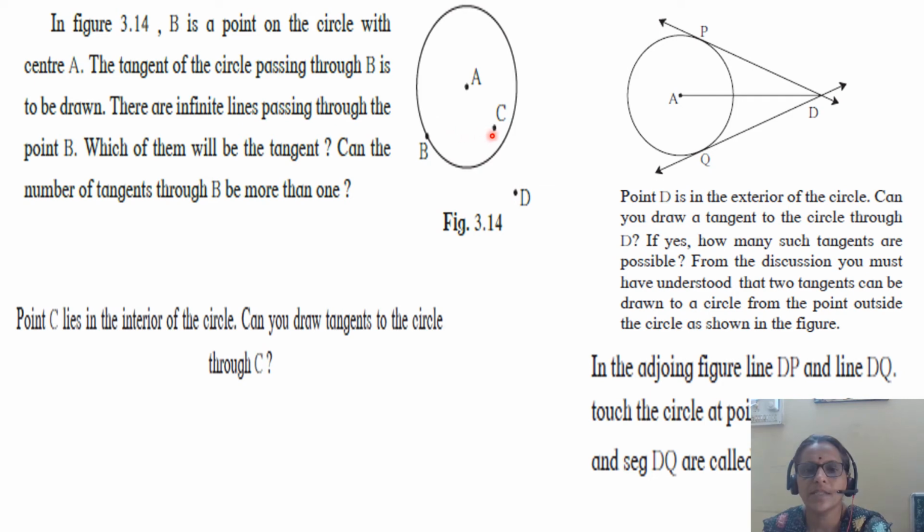Point C is in the interior of the circle. Can you draw a tangent through point C? Point D is in the exterior of the circle. Can you draw tangents through point D? Let us study. From point C, you cannot draw a tangent to the circle. Through point B, you can draw one and only one tangent. Through point D, you can draw two tangents. Observe the figure. DP and DQ are two tangents from point D, which is outside the circle.